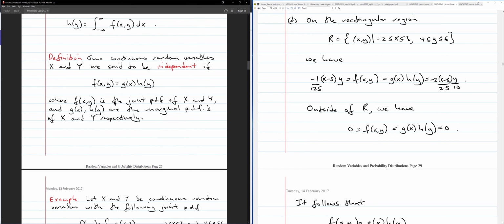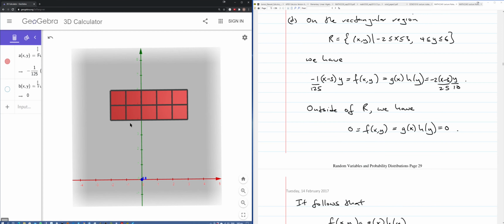Okay, so let's check this condition for this problem. Remember that my joint PDF is non-zero only on this rectangular region, where x lies between -2 and 3 and y lies between 4 and 6. So to check the condition that f of x y is equal to g of x times h of y, we will check it on this rectangular region and then we will check it outside the rectangular region.